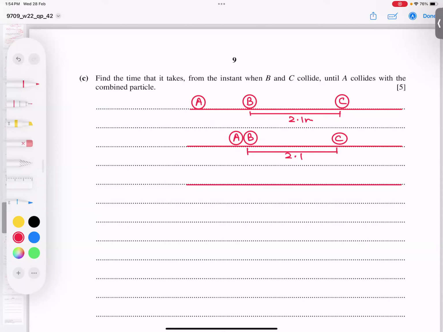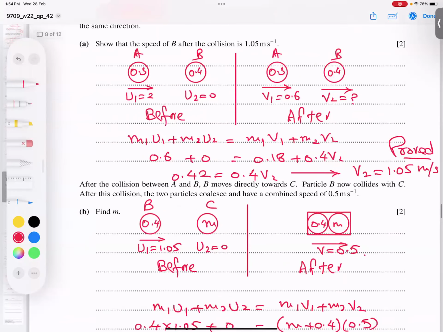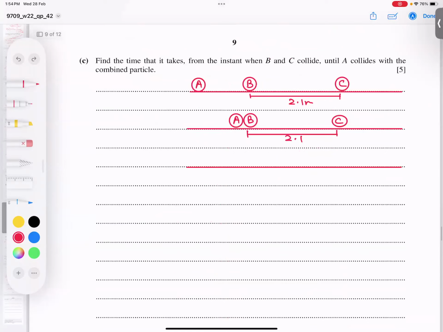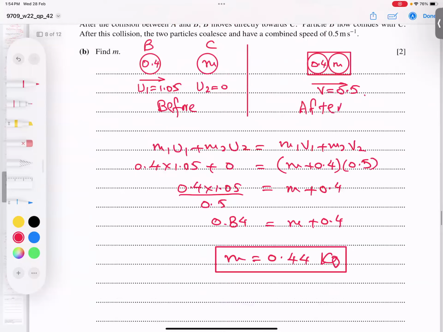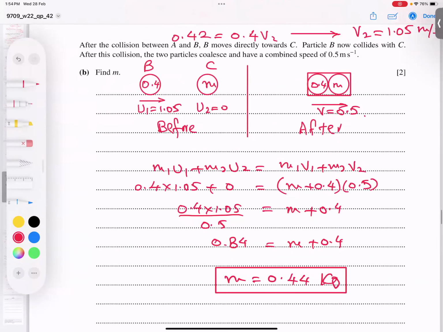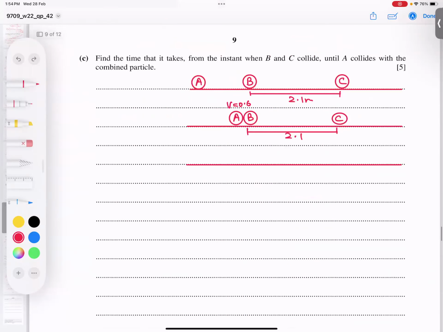Situation is what after this one? Okay, so I will check that B. What is the speed of B? Speed of A after collision is 0.6, so this speed here is 0.6. And the speed of B when it left was 1.05. Okay, when they are leaving together, separating.